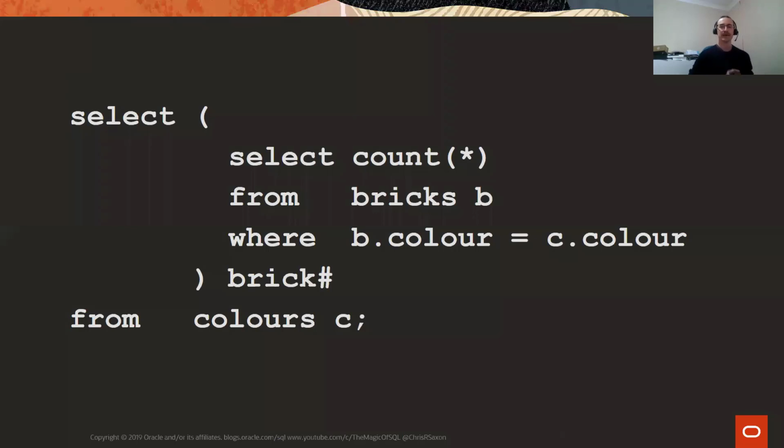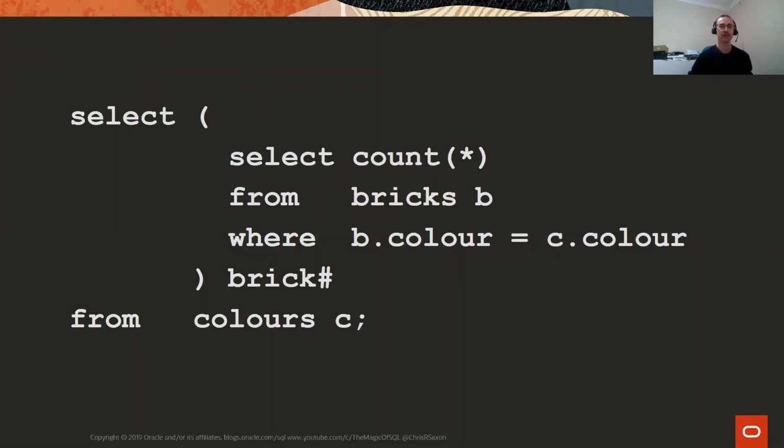So the key thing to note here is I said we had this rule of we walk down the plan and read the first unvisited leaf. Things change a little bit when it comes to scalar subqueries. So the select clause is processed after the from clause.